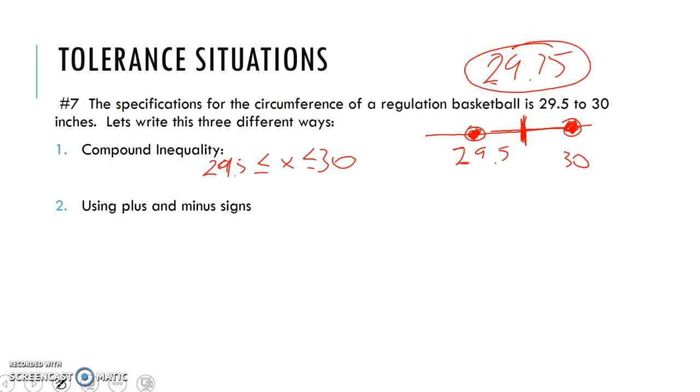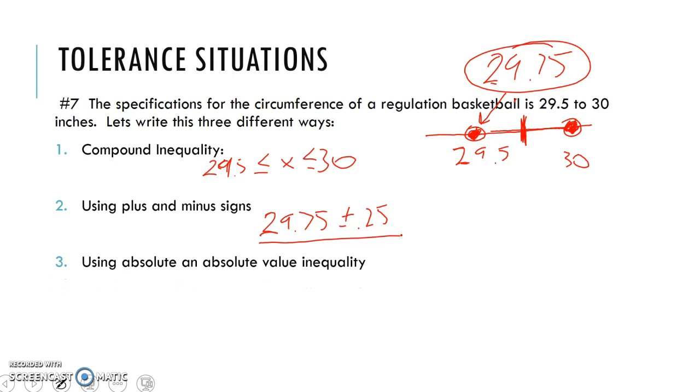So we could do this. We want the basketball to be 29.75 inches plus or minus 0.25. Because if I added 0.25 to that, I'd be right at 30. If I subtracted 0.25 from it, I'd be right at 29.5. So this is how we would write it with plus and minus signs.